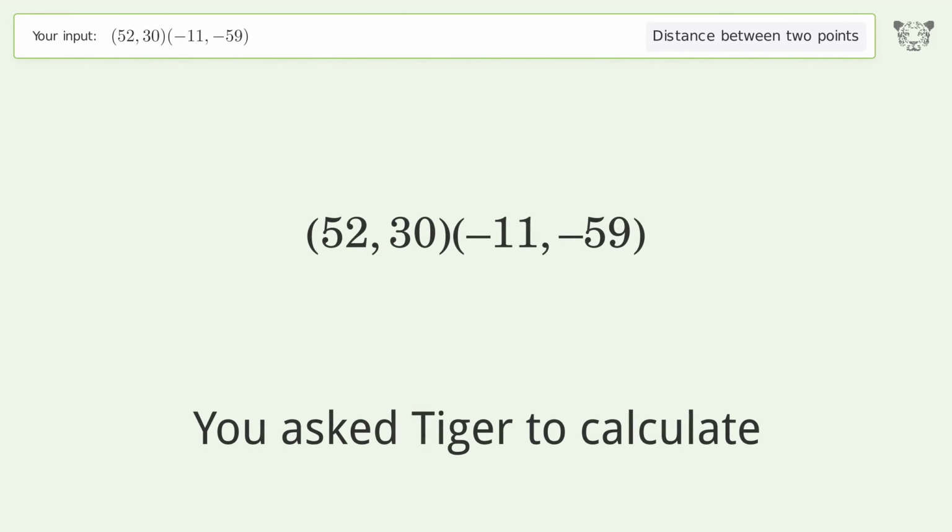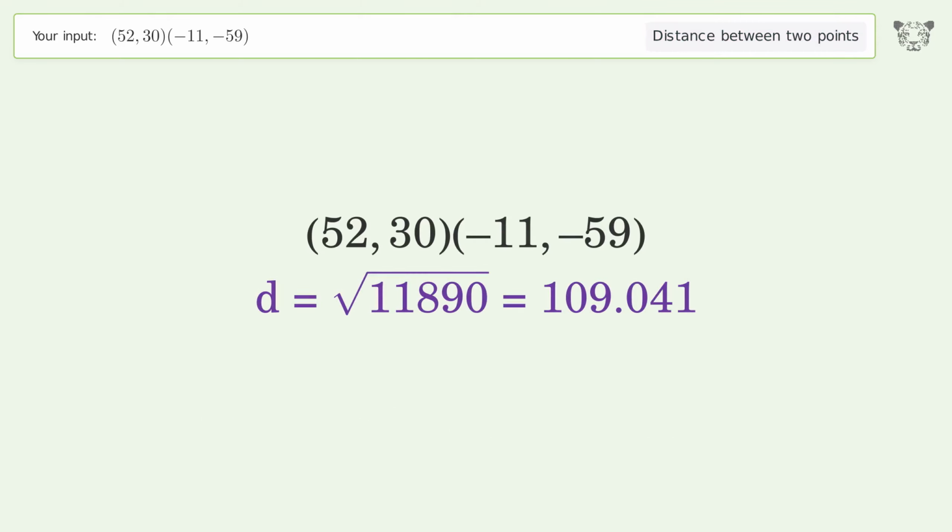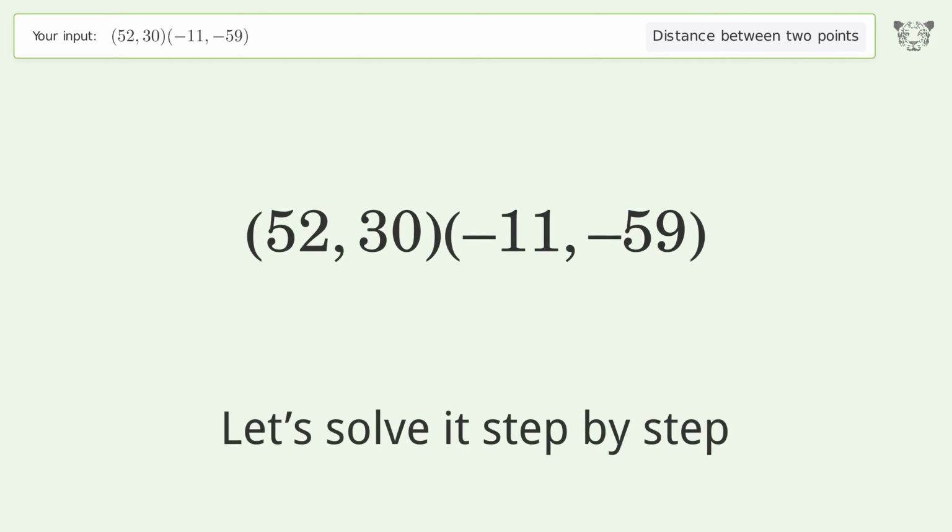You ask Tiger to calculate. This deals with the distance between 2 points. The distance between the 2 points is the square root of 11,890, or 109.041. Let's solve it step by step.